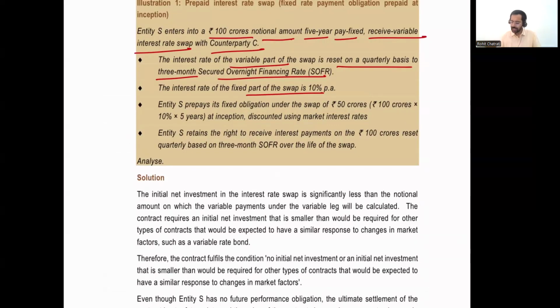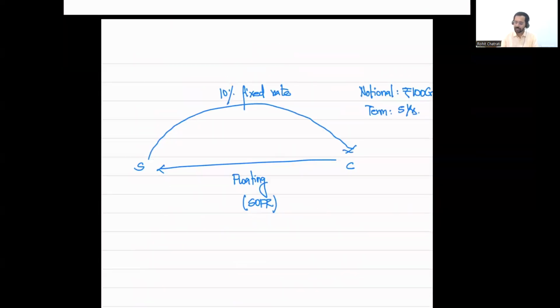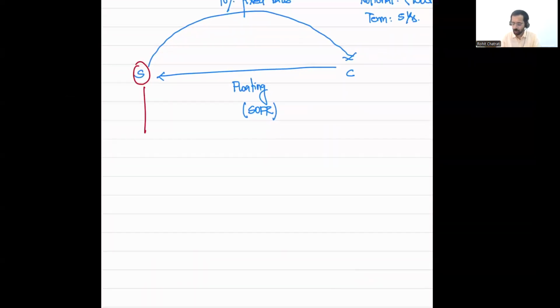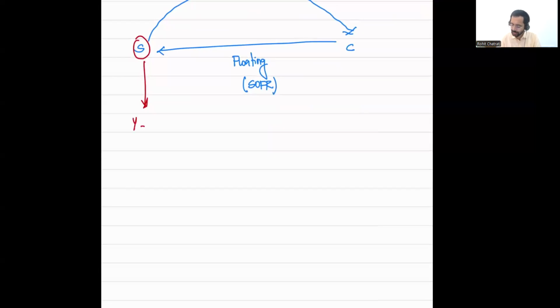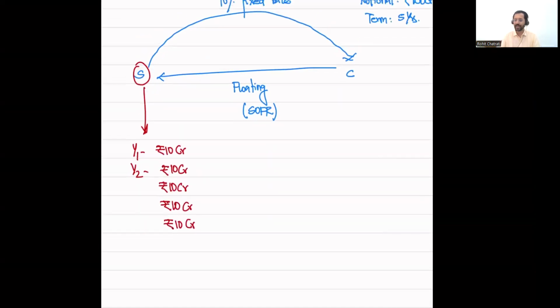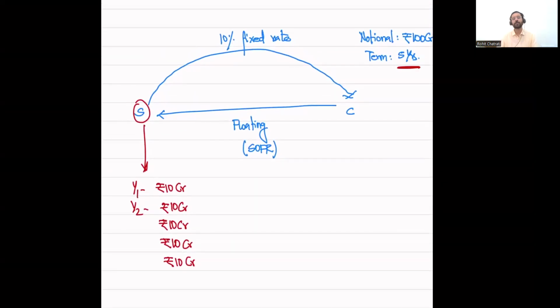Let's continue reading the question. Entity S prepays its fixed obligation under the swap of 50 crores at inception, discounted using the market rate of interest. What the question is saying is each year entity S is required to pay entity C rupees 10 crores. If you plot down the obligations that entity S has, it will have an outflow of 10 crores at the end of year one, 10 crores at the end of year two, similarly 10 crores at the end of year three, year 4 and year 5. So it is going to have an obligation of 10 crores to be paid at the end of each year because the term of the swap is 5 years.